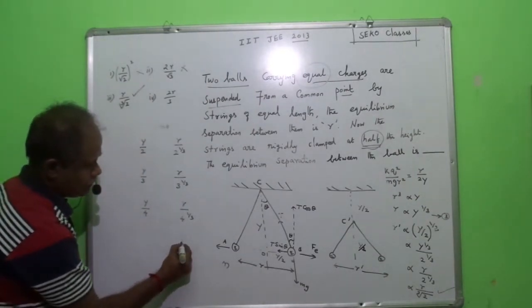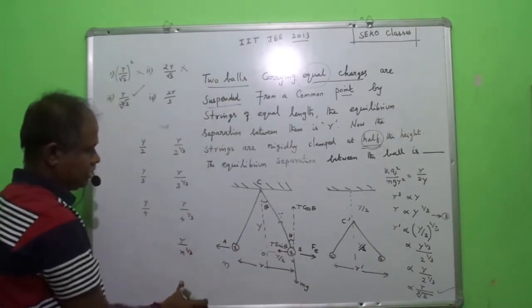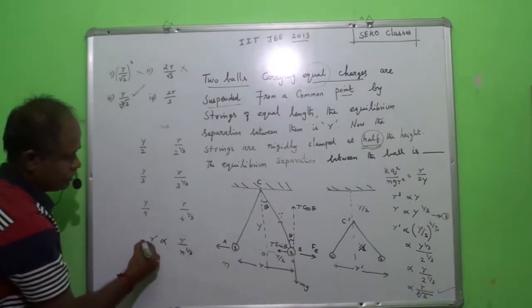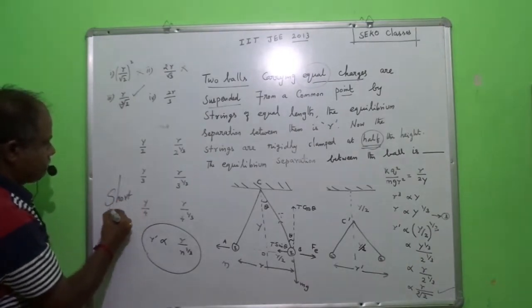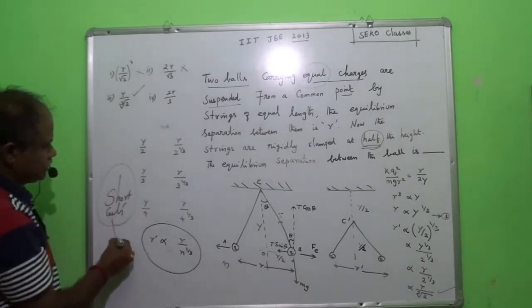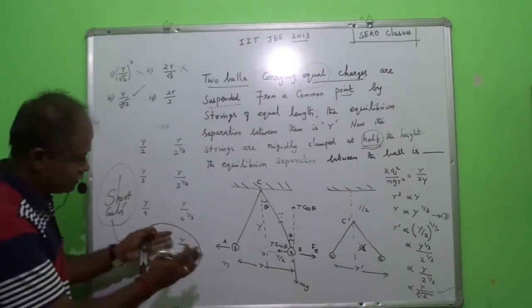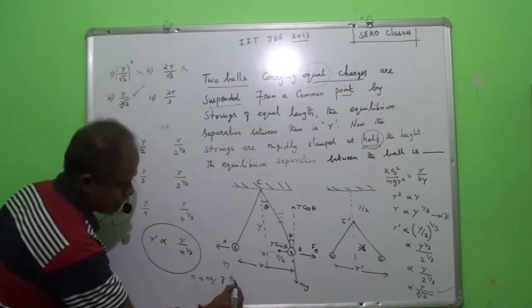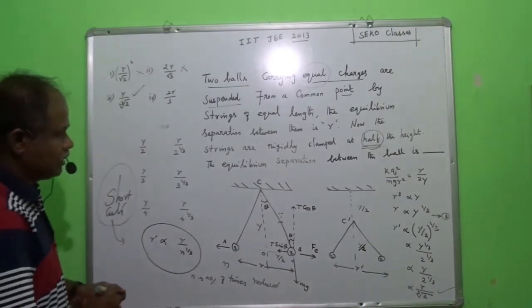That is, R dash is proportional to R divided by N power 1 by 3. Just remember, if it is a problem, then this is the shortcut method. This is a very interesting shortcut. How? What is N? N is the number of times reduced.